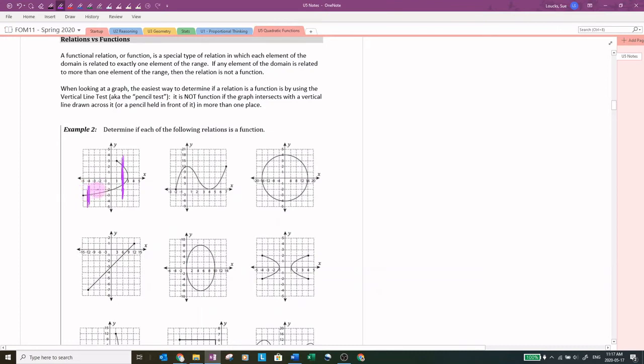But if at any point on my graph I can put my pencil up there and it crosses through 2 points, this is no longer a function. Okay, this is not a function. It's still a relation, but it's not a function. Okay. How about this one here? If I hold my pencil anywhere along here, I'm only going to cross the graph in one place. So yes, this is a function. All right. This one here, this is not a function because almost anywhere I can put my pencil and it crosses in 2 places.